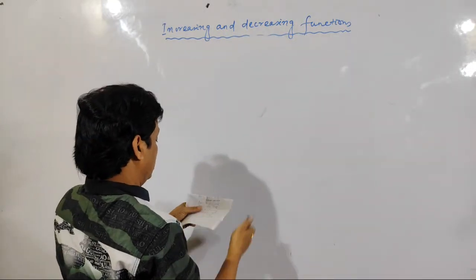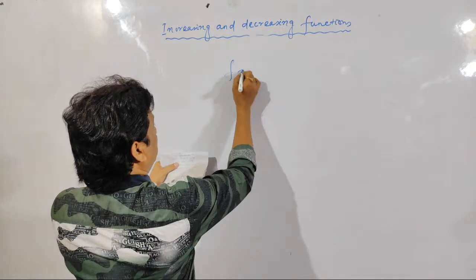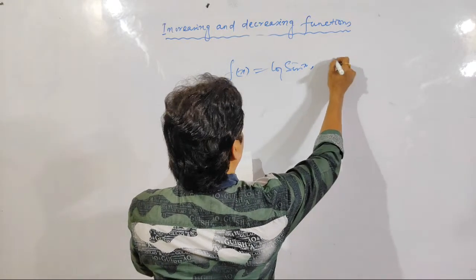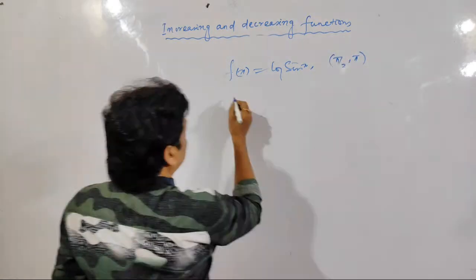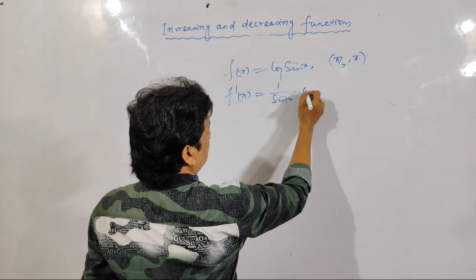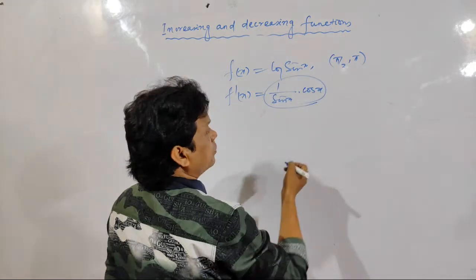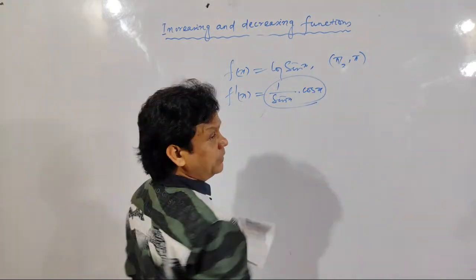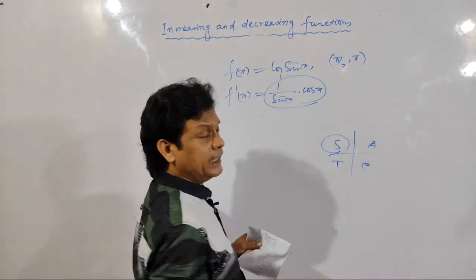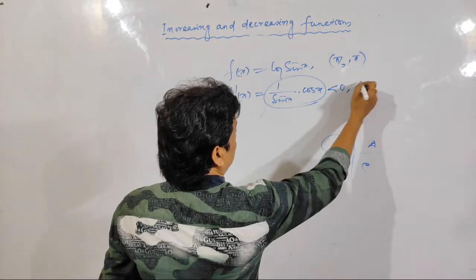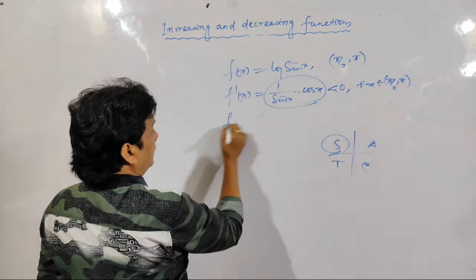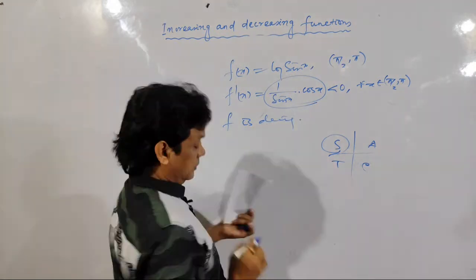Another question here. It is the same question. f of x is equal to log sin x, but the interval is pi by 2 to pi, second quadrant. That means f dash x equal to, as I have already told you, 1 by sin x into derivative of sin x is cos x. So cos x by sin x, it is cot x, and cot x is negative in the second quadrant, because I have told you ASTC rule. In the second quadrant, sine and cosec are positive, it is cot, so it is less than 0 for all x belongs to pi by 2 to pi. So f is decreasing. Clear?